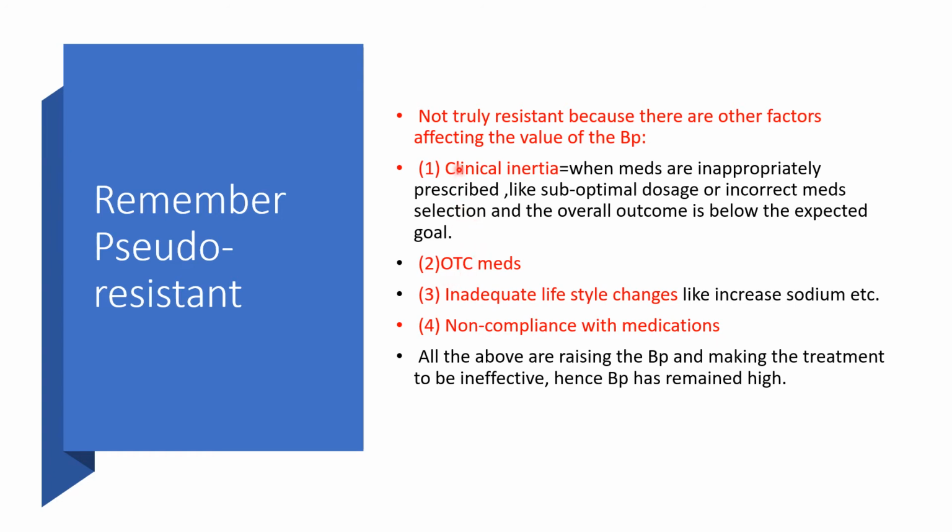So another condition that could lead to pseudo-resistant hypertension is over-the-counter medications. You are doing the right thing as the physician in charge. You selected the appropriate antihypertensive agent for this patient based on the history and the findings, but unknown to you, he or she is taking certain over-the-counter medications, non-steroidal anti-inflammatory drugs, cough syrups containing pseudoephedrine and so on, and the BP is not being controlled. How would that be? Inadequate lifestyle changes.